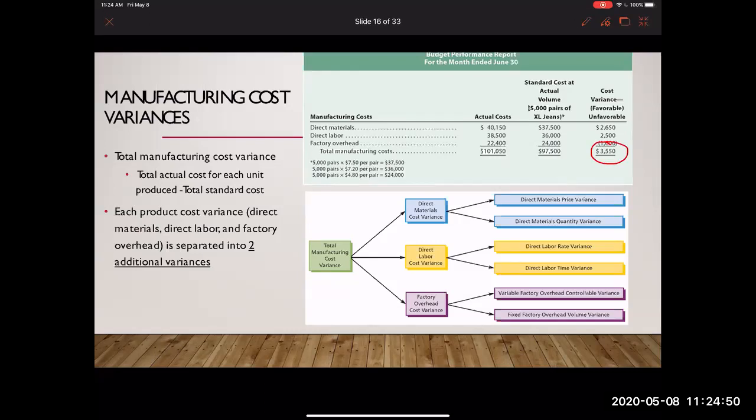And as I mentioned again, our total manufacturing cost variance is $3,550. Okay, but what we're saying in the next point I mentioned before is that all of our product costs, as in direct materials, direct labor costs, and factory overhead, are further subdivided into direct material price, quantity, and so forth. So in the slides to come, we're going to take a deeper dive into each of the direct materials, direct labor, and factory overhead variances. And then we're going to try to explain how and why and from what departments these variances are coming from, okay?